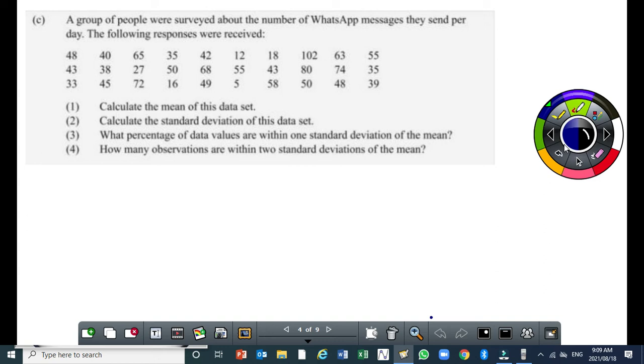But that data set, there are about 30 of them. Okay, 30 people in total. So the first question says, calculate the mean. Now, to calculate the mean, we know that the mean is x bar equal to summation of x over n. Summation of xi refers to each of those 30 values. So you add the values, and then you divide by the total number of values.